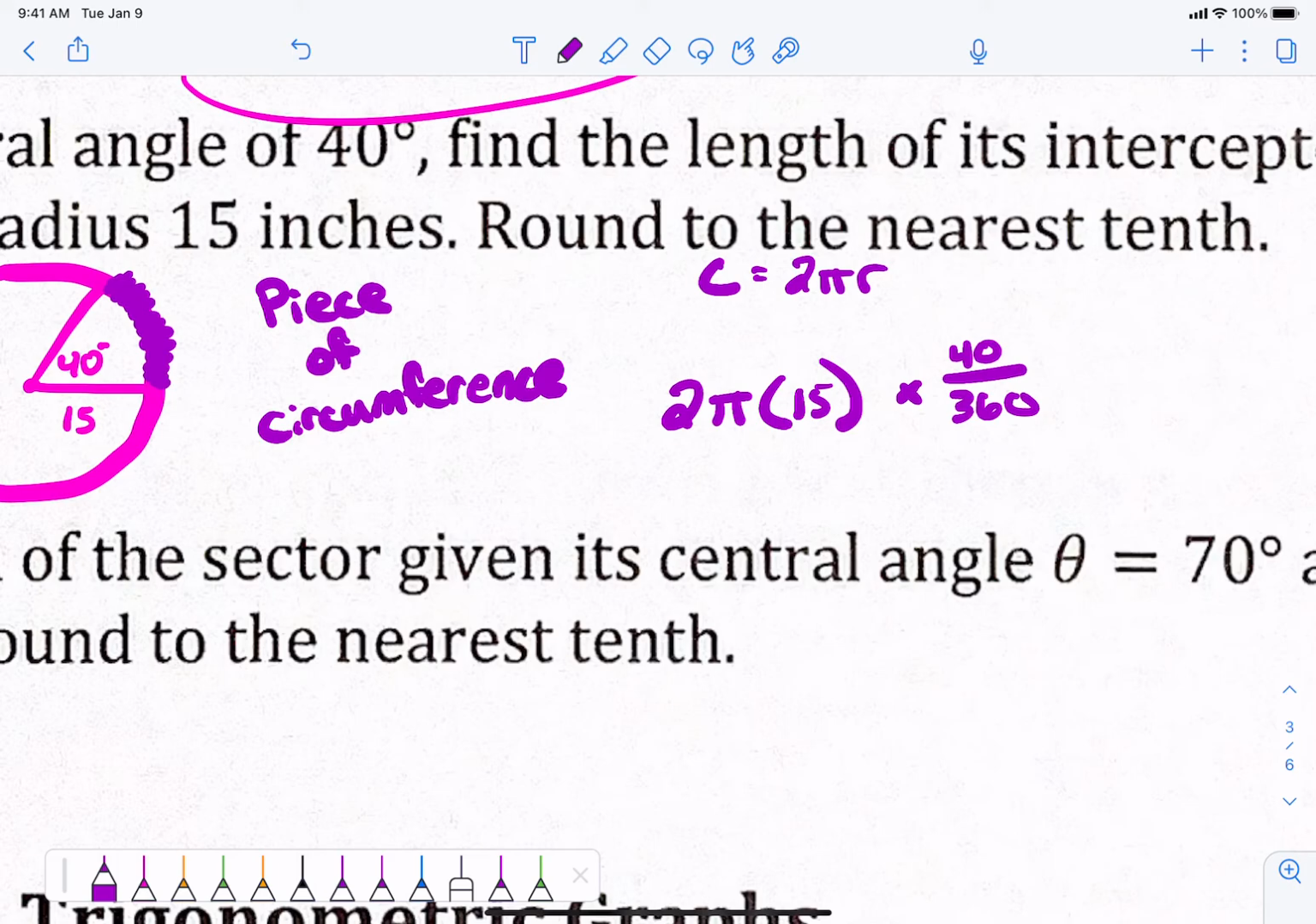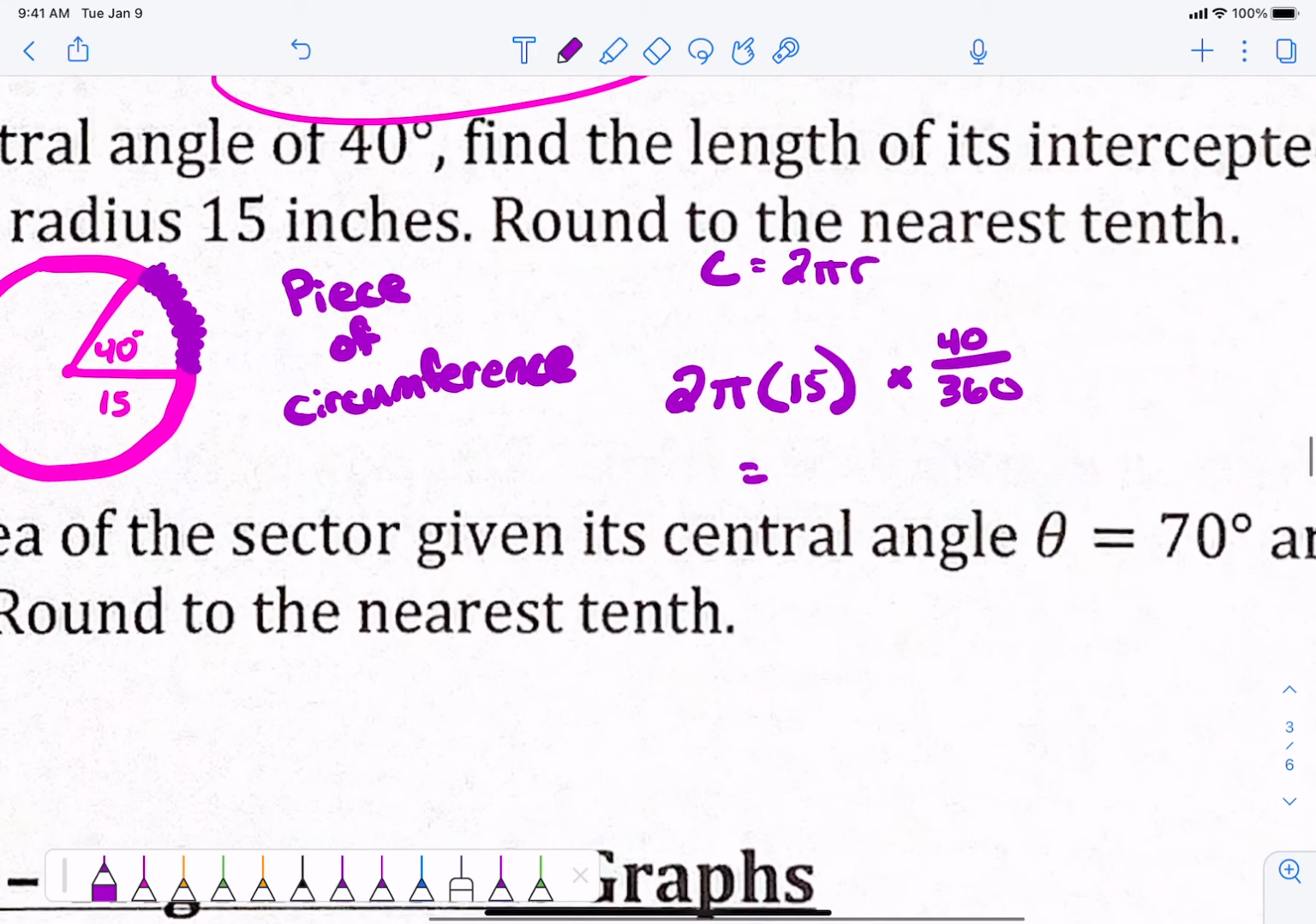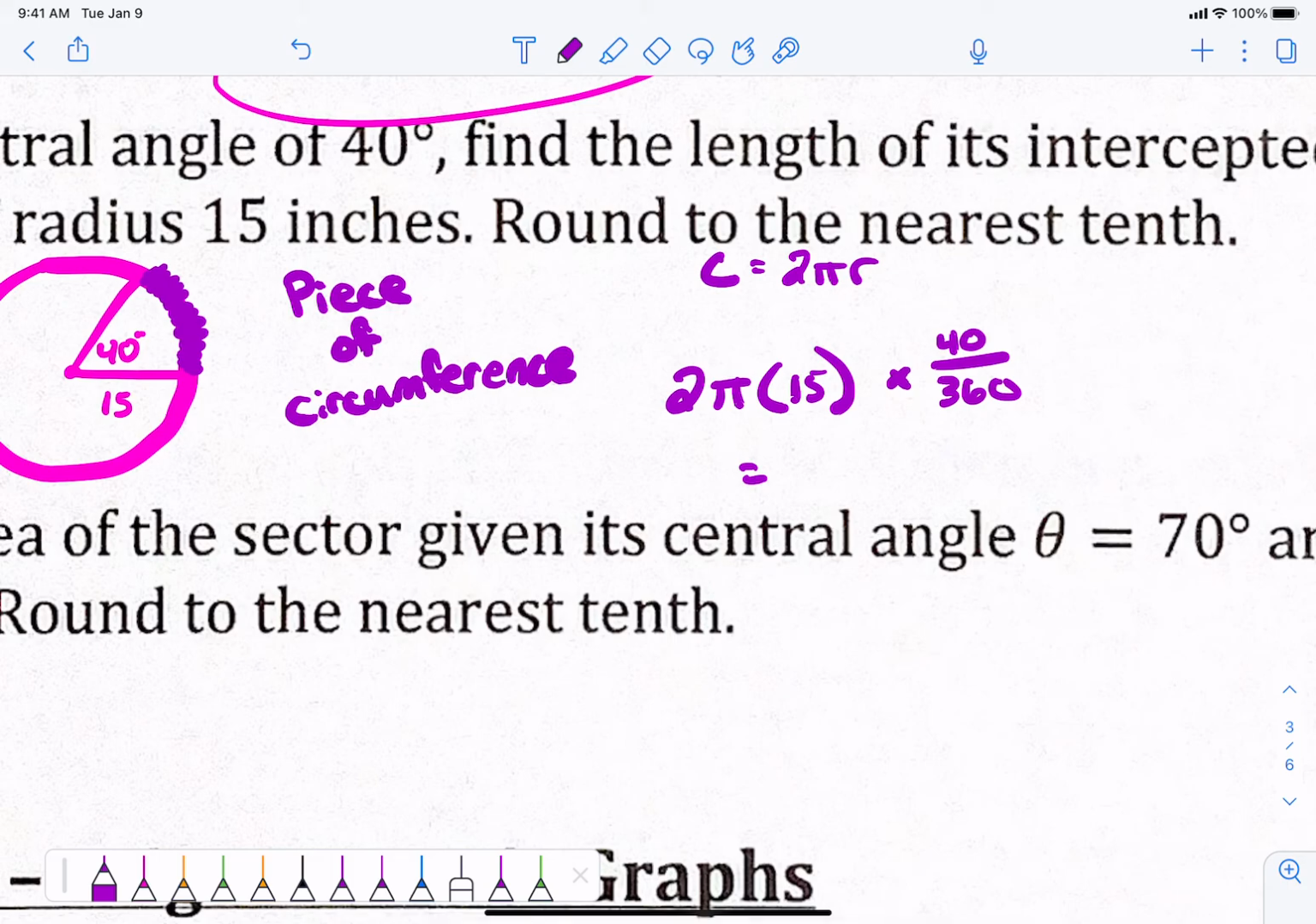Do you guys know how to type that into your calculator? Yeah. 2 pi 15 times 40, and then you can divide it by 360 if you want. What would that be? Something smaller than 15.